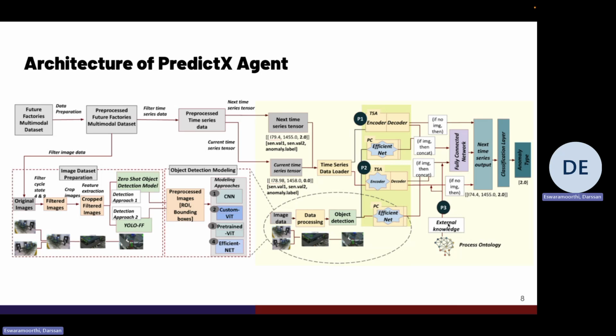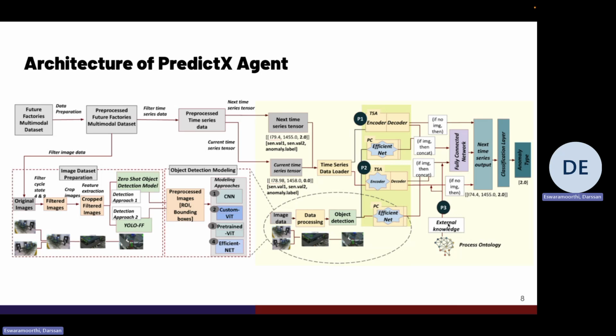Meanwhile, the time series data is structured into sequential tensors that represent both the current and next predicted state of the system. These two modalities are then fused through a hybrid architecture and passed through encoder-decoder models tuned for temporal forecasting. A unique aspect of PredictX is its integration with symbolic knowledge.